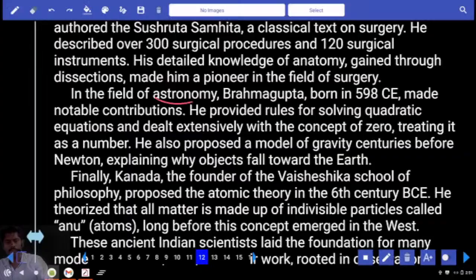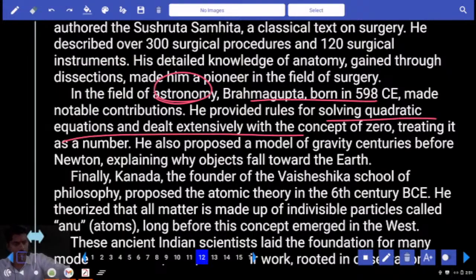What was Brahmagupta's contribution to mathematics and science according to the passage? In the field of astronomy, Brahmagupta, born in 598 CE, made notable contributions. He provided rules for solving quadratic equations and dealt extensively with the concept of zero, treating it as a number. Quadratic equation, zero concept. He also proposed a model of gravity centuries before Newton.